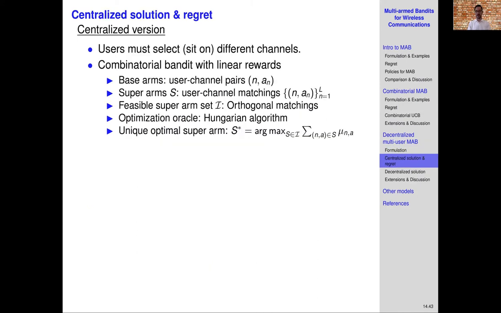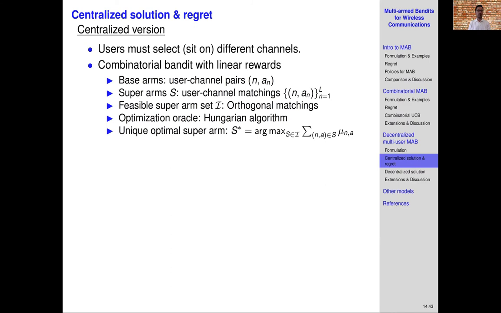Next, I will talk about the centralized version of this problem. In the centralized version, each user must select, in other words, sit on a different channel to avoid collisions. But this problem turns out to be the same as combinatorial bandit with linear rewards, where base arms are user channel pairs, super arms are user channel matchings. Feasible super arm set is the set of orthogonal matchings. The optimization oracle we can use is Hungarian algorithm.